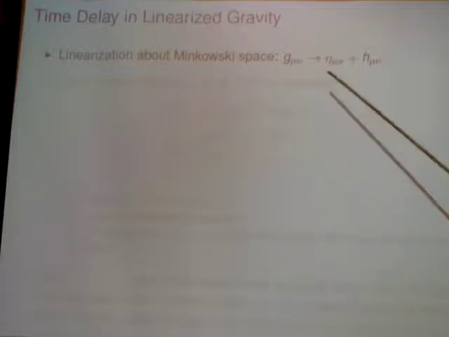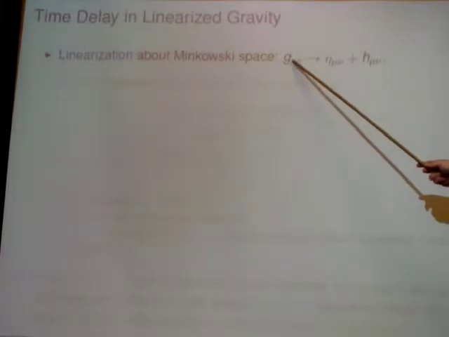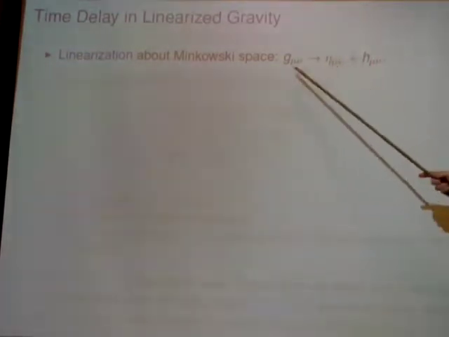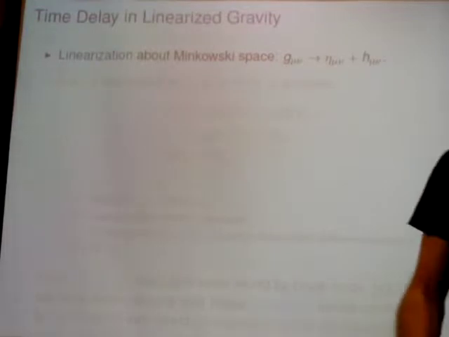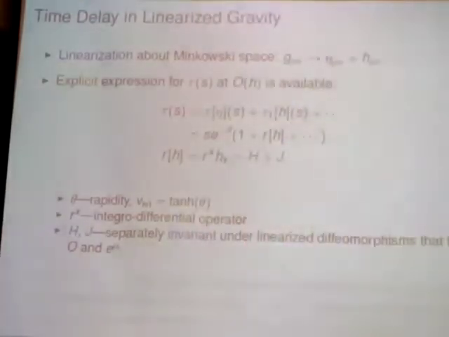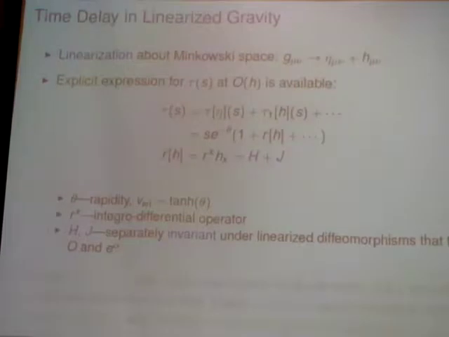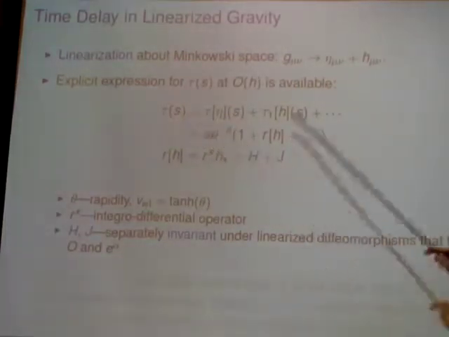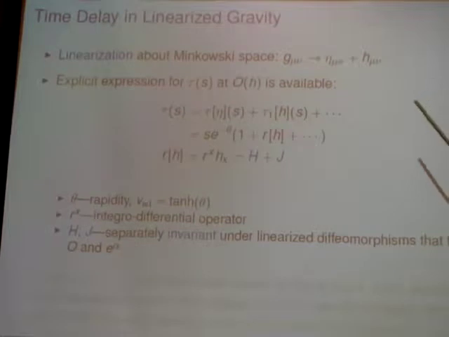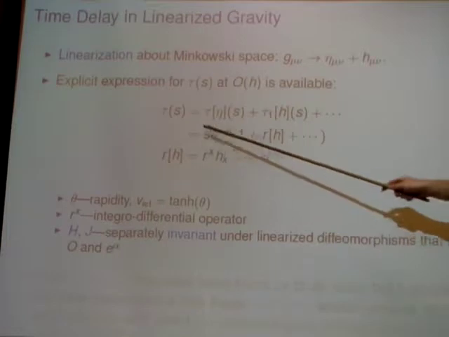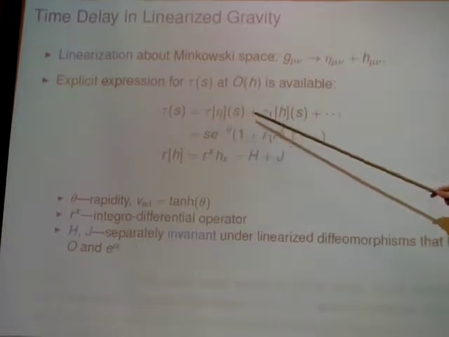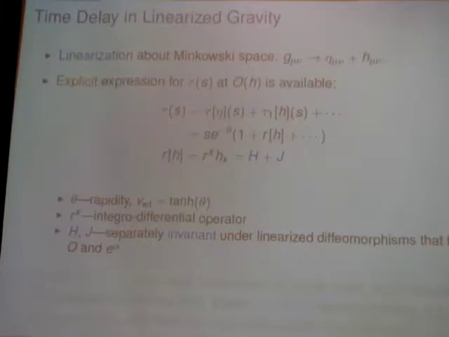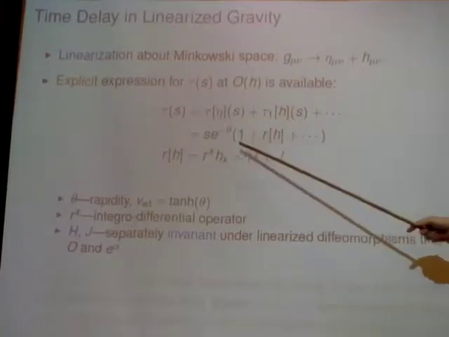If we consider only metrics that are weak perturbations of Minkowski space, so you can write every metric in the class as the Minkowski metric plus a small perturbation, then we can find an explicit expression for the emission time as a function of the perturbing metric. You can think of it as a graviton field. The expression has this structure. It has a zeroth order piece, and it has a first order piece, and of course it will have higher order pieces, which I have not considered.